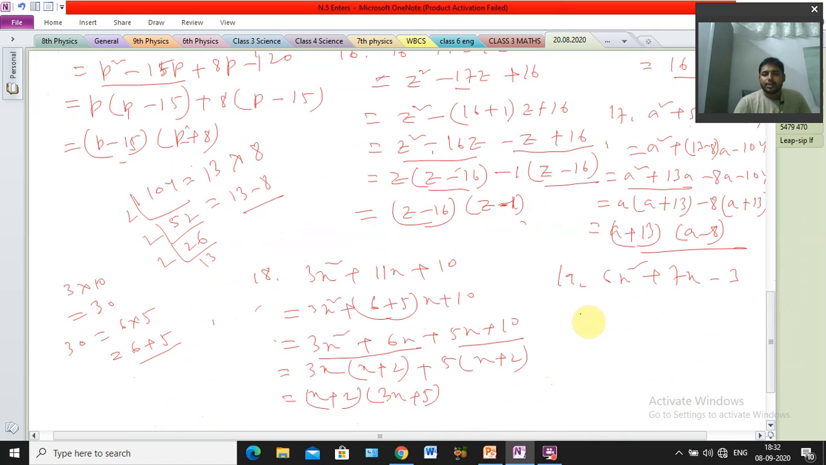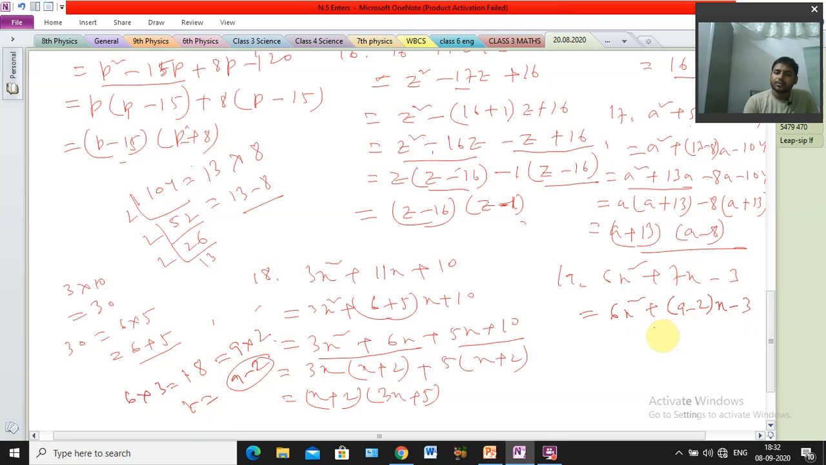Here we are getting 6 into 3, 18, no? Clear? But we need 7. What to do, sir? 18 means we can write 9 into 2, so 9 minus 2 we will get 7. So 7 means 9 minus 2, that one will apply. So 6x square plus, instead of 7 we can write 9 minus 2, x minus 3.